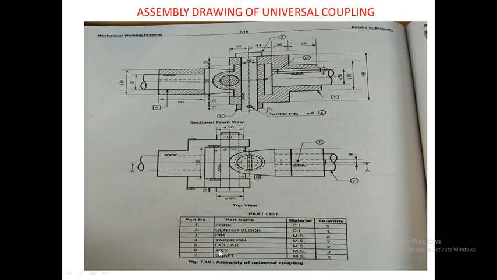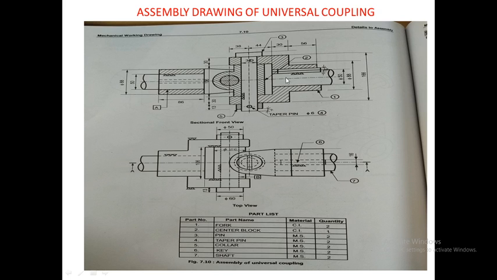Now the sixth part is the key, which is again made up of mild steel. Now we have to locate the part number 6, that is the key. You can see here part number 6. Now as said earlier, why is the assembly used? The assembly is used to connect one shaft, that is this shaft on the left hand side, with this shaft on the right hand side, so then motion can be transmitted from this shaft to this shaft.